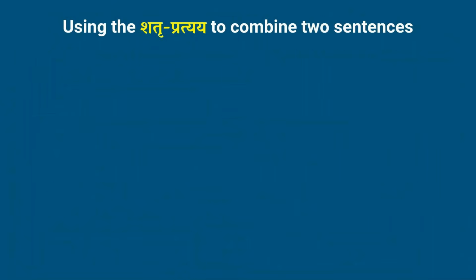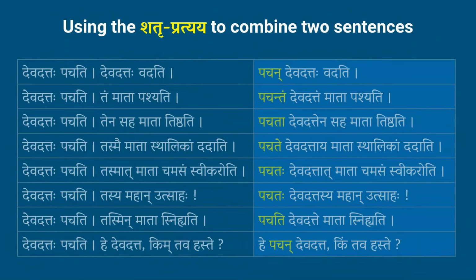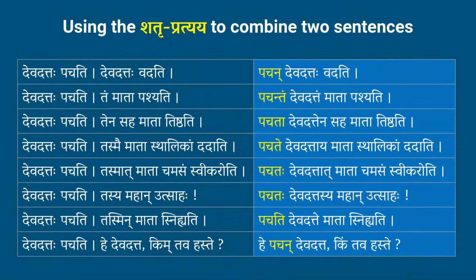A few more examples where the Shatru Pratyaya can be used to combine two sentences are all here. In all these sentences, Devadatta is used as a karta for pachati in the first sentence, and the same word gets various vibhaktis in the second sentence. The two sentences can be seen combined together by applying the corresponding vibhakti and vachana on the resultant Shatru Pratyayanta word, namely pachat. There is another way to use the Shatru Pratyaya.